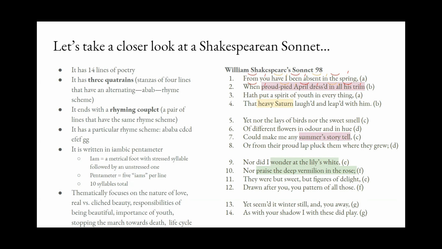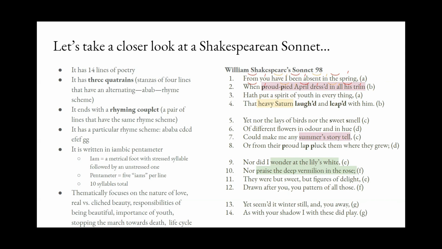"Or from their proud lap pluck them where they grew. Nor did I wonder at the lily's white, nor praise the deep vermilion in the rose." Those two green lines are noting some really beautiful imagery. We have that white lily juxtaposed with the deep vermilion, and vermilion is a description of a deep red of the rose. So he's saying that when his love was with him, he didn't wonder at those things because he understood beauty.